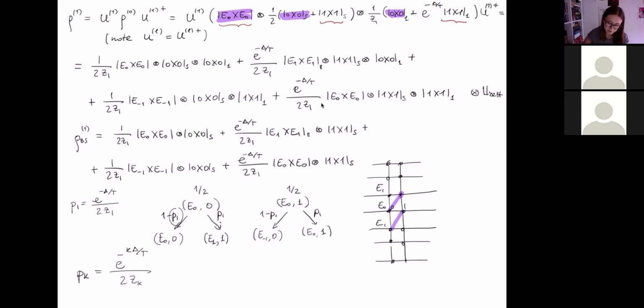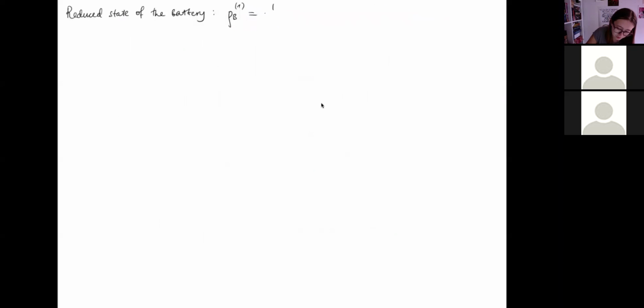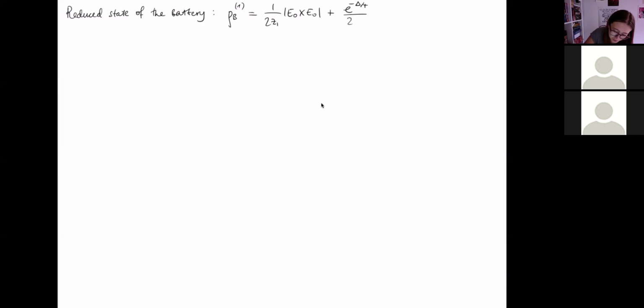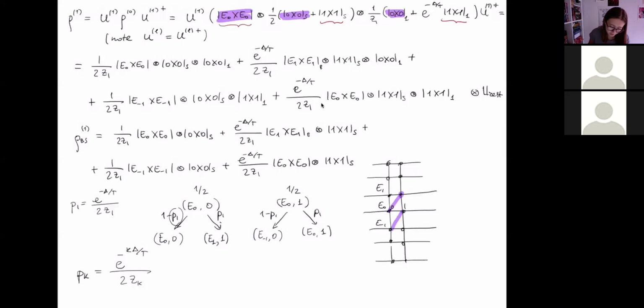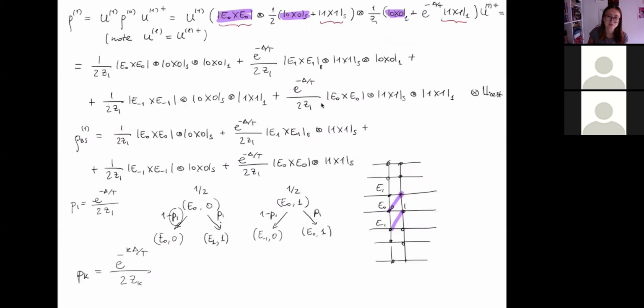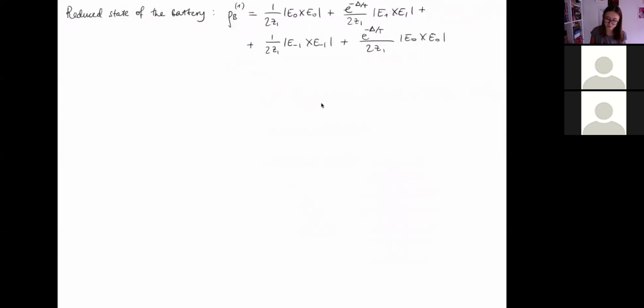So again, we just take the partial trace of the rho bs to get the state rho b, and what we get here is just 1 over 2z1 0 0 plus, from the second term we get e to the power minus delta over t over 2z1 e1 e1, plus the third term gives us 1 over 2z1 e minus 1 e minus 1, plus the last term just gives us e to the power minus delta over t over 2z1 e1 e1. So e0 0.